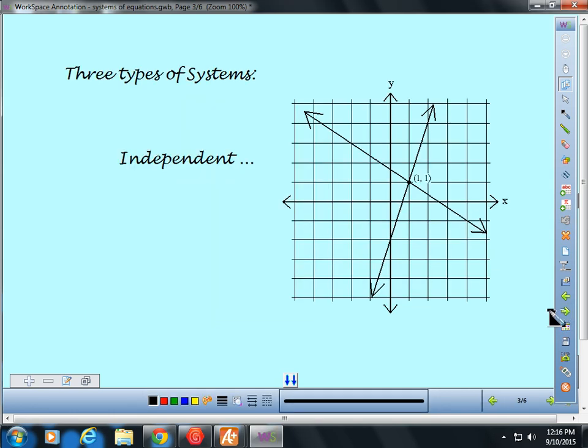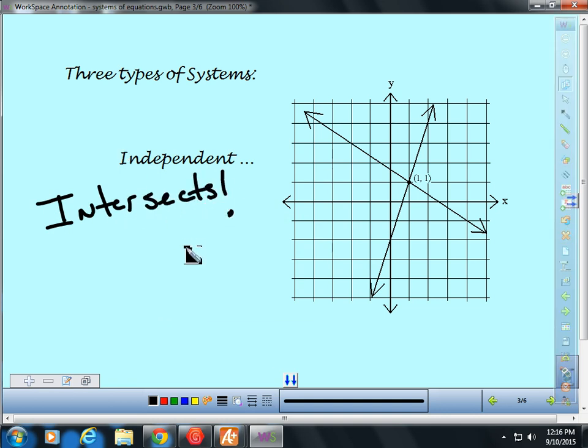Now, there are 3 types of systems. There's an independent system, very much what we just talked about. It has an intersection. It intersects. That means they will have different slopes, and probably different y-intercepts. Sorry, my brain died. Different y-intercepts, but it's not guaranteed about the y-intercepts. But different slopes are a definite.